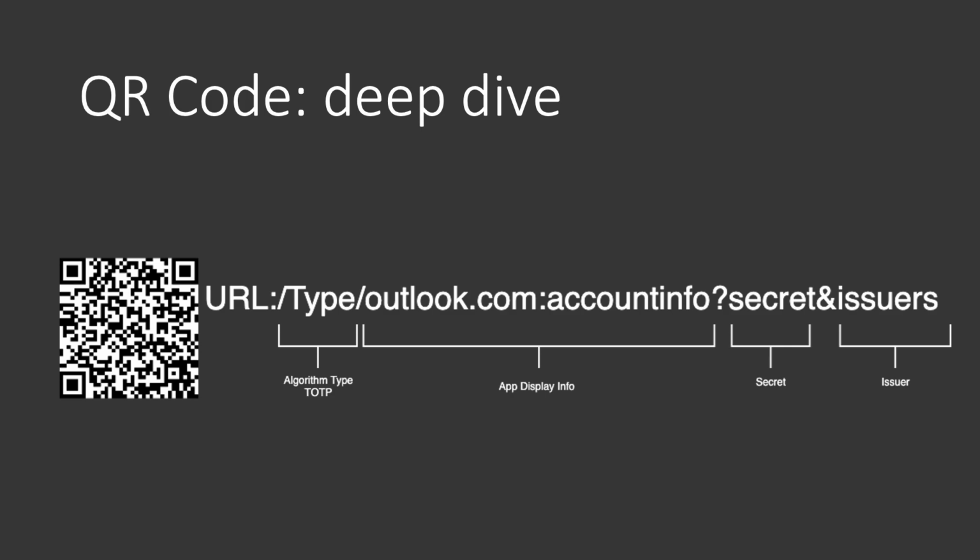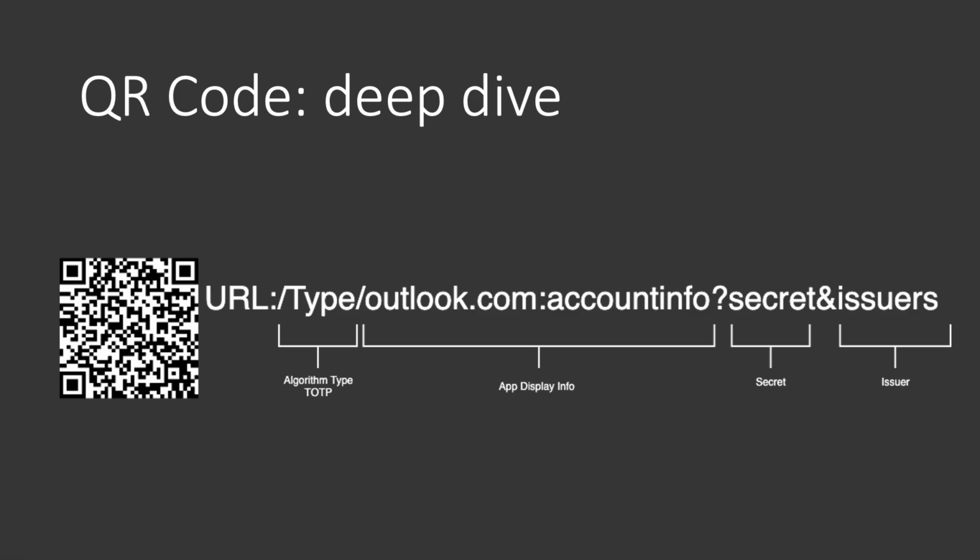And then within the query string, we have the secret, and this is the secret that's going to be shared between the server as well as the mobile device. So that's how we share the secret between the server and the mobile device. And the last point is the issuer, which is the authority issuing this secret. In our case right now, if you're utilizing Outlook, Outlook is the issuer.